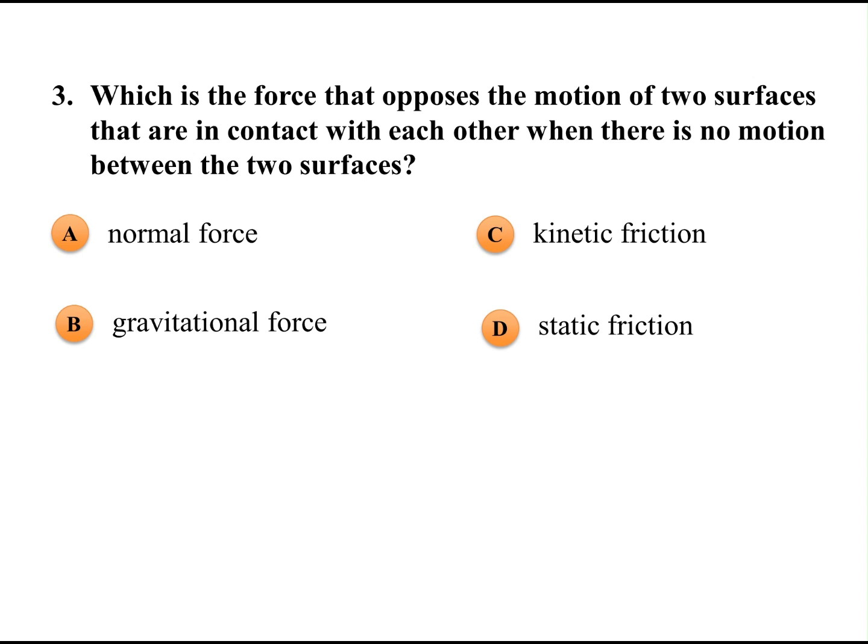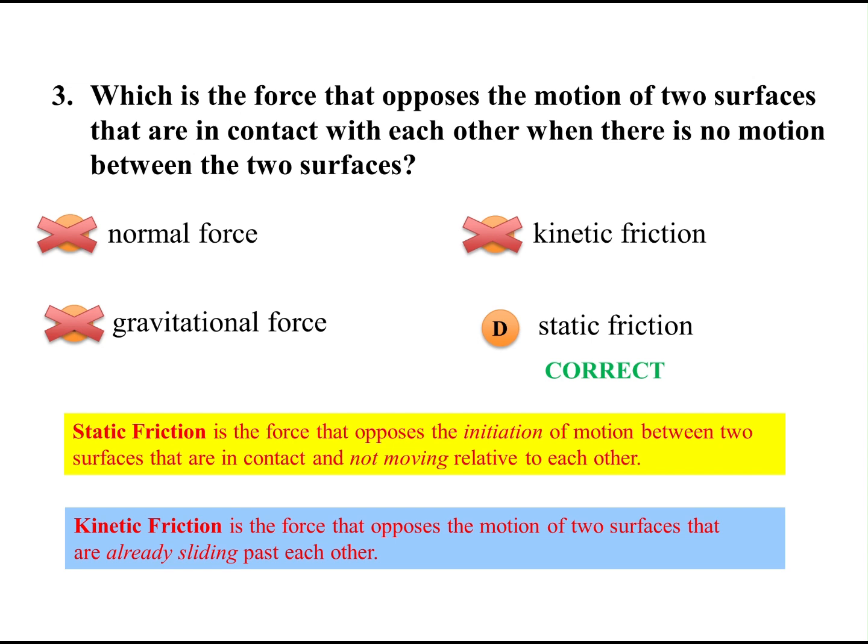Which is the force that opposes the motion of two surfaces that are in contact with each other when there is no motion between the two surfaces? The answer is D, static friction, because static friction is the force that opposes the initiation of motion, but kinetic friction is the force that opposes the motion of two surfaces that are already sliding past each other.